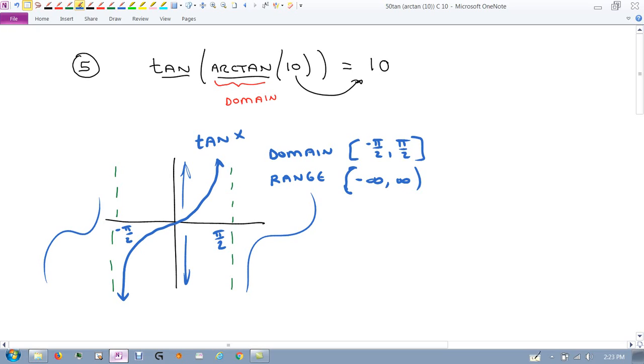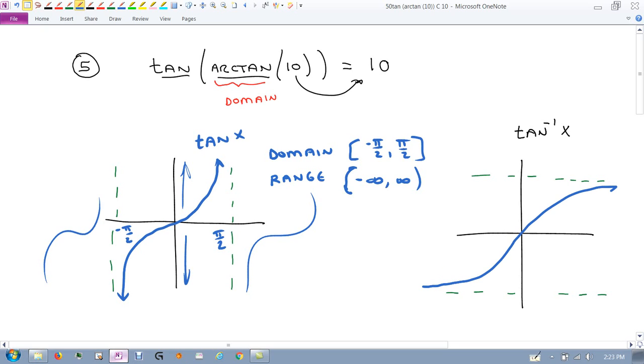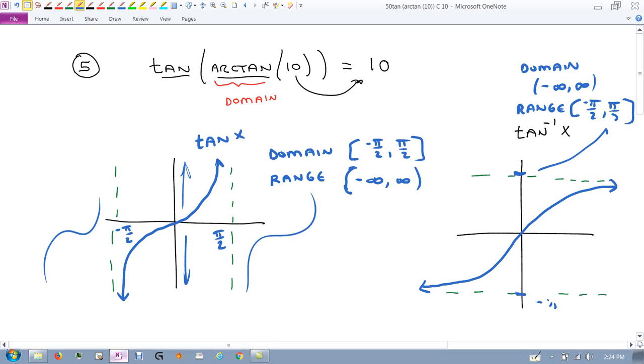Now, when we try and graph the inverse tangent function, arctan x, you basically get two horizontal asymptotes, and then the graph will look something like this. So the domain of this is everything, and the range, the outputs, are only between negative pi over 2 and pi over 2. So that's this value here, that's pi over 2, and this value down here is negative pi over 2.